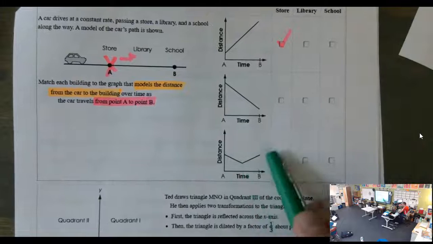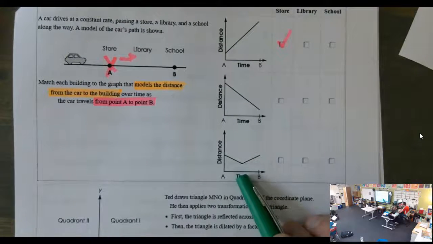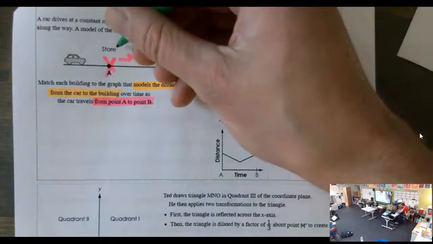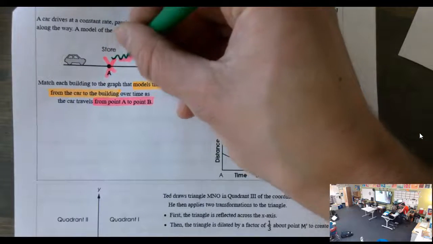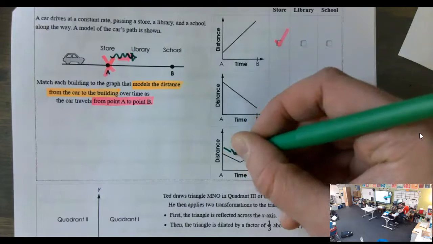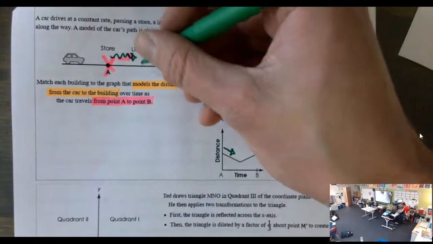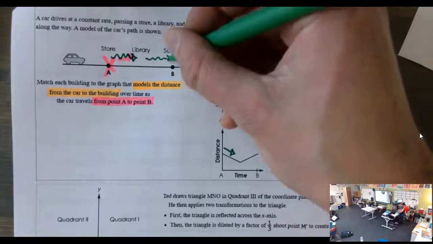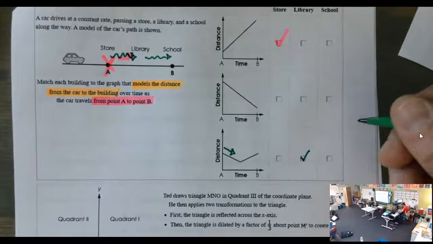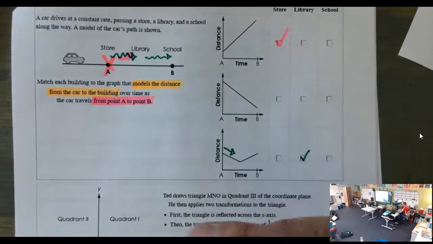Well, why is the library the bottom one? Because you get closer to it as you go to the store, but then you get farther from it as you go to the school. So as we're driving here, we're getting closer to the library, hence the distance going down, but then we pass the library, keep driving, and then our distance goes up. So that would be library here, so the distance goes away. So then what's the last one?